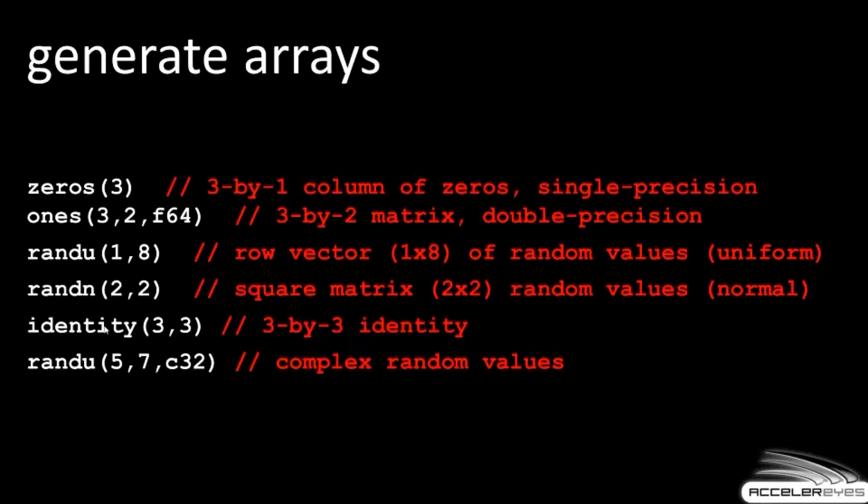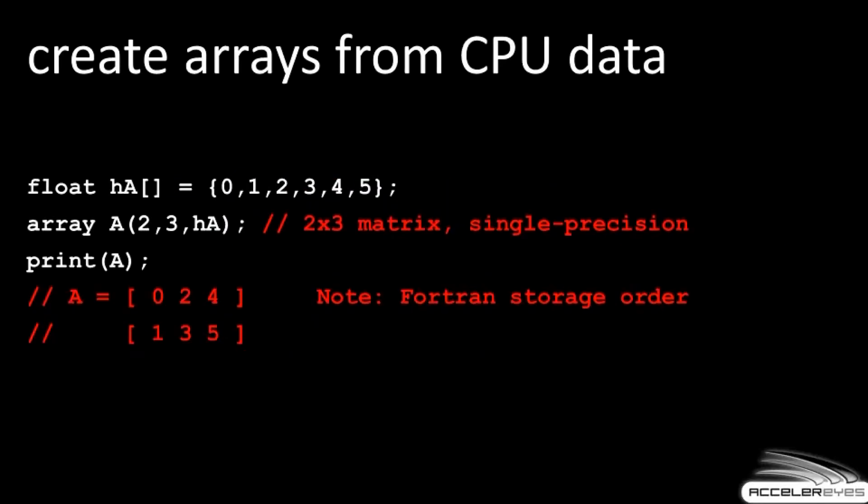Here are some examples of how you can generate values in arrays: a matrix of zeros, or in this case a column of zeros, a matrix of ones, a random matrix, an identity matrix. You can do complex values. The last argument can optionally be the data type, which by default is 32-bit float. You can also take host data, CPU data, like an array, and push it out to the GPU. Keep in mind that it uses Fortran storage order, the same as BLAS and LAPACK.